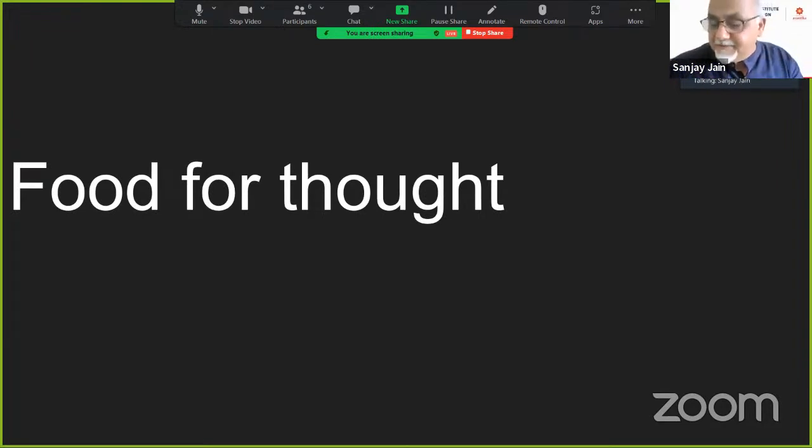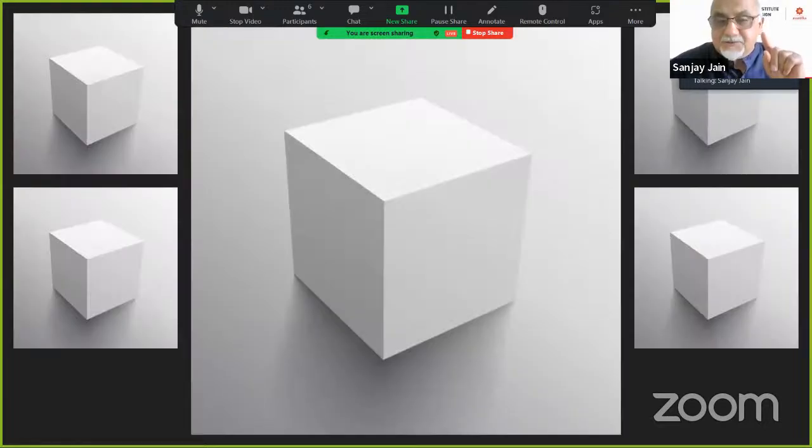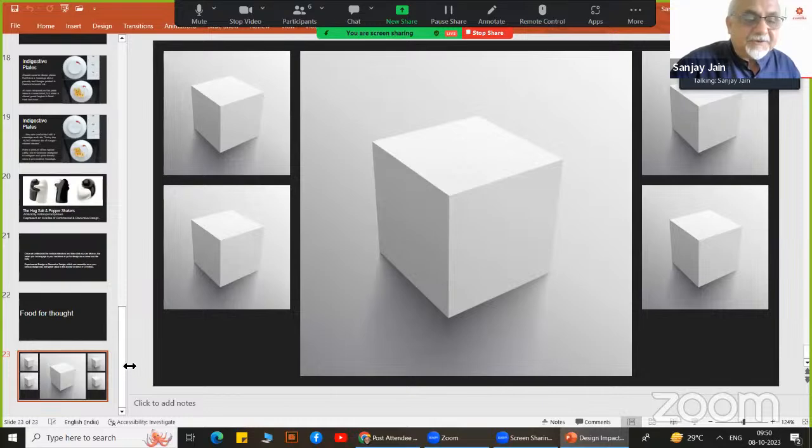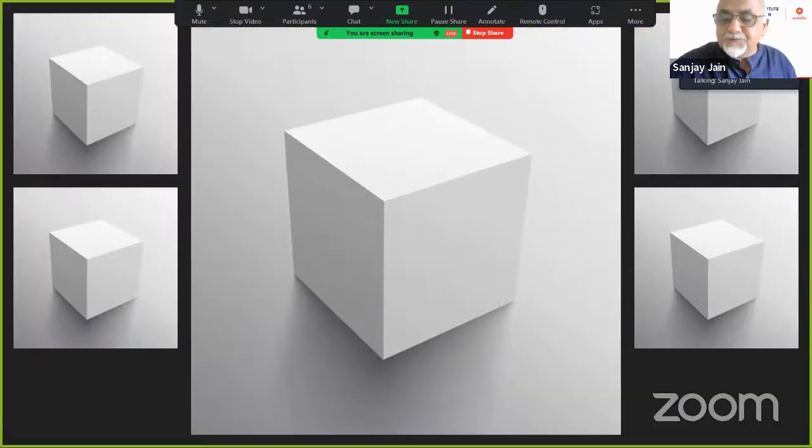I'm just coming to the end of my presentation, and I'll give a little food for thought for the young students to work on as homework. It's a very simple exercise, but I think it requires a lot of thinking. In front of you, there are basically cubes. The exercise is how do you convert these 4 cubes into 4 products, and each of them serves a different intent?